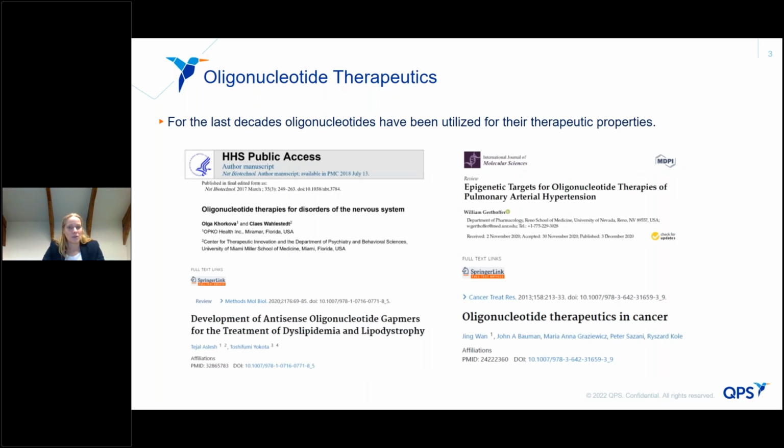For the last 2 to 3 decades, oligonucleotides have been utilized for their therapeutic properties, and every year more studies are emerging. The oligonucleotide drugs are used to treat a wide variety of diseases, including cancer, but also inherited diseases or cardiovascular diseases or muscle diseases. So oligonucleotides are an emerging therapy.